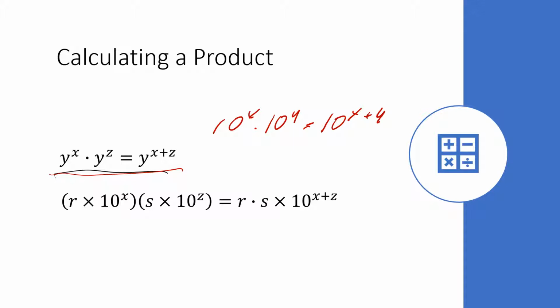So here's one number in scientific notation, r times 10 to the x. Here's another one, s times 10 to the z. And you know you can change the order, so we can write it as r times s times 10 to the x plus z. And in this case, to get 10 to the x plus z, we basically invoked this rule here. Okay, so that's how you do that.